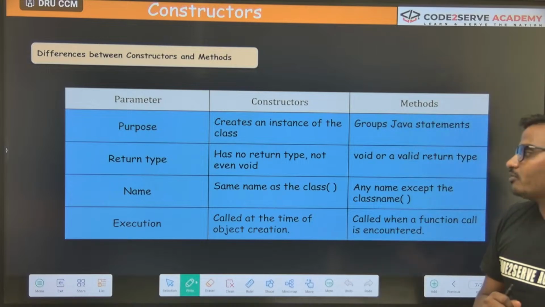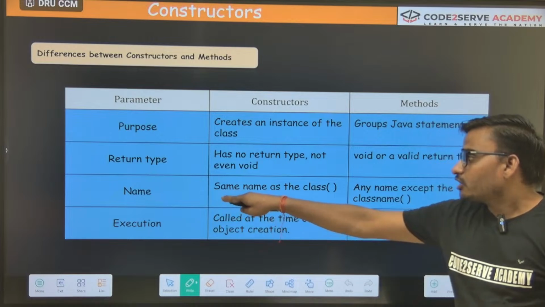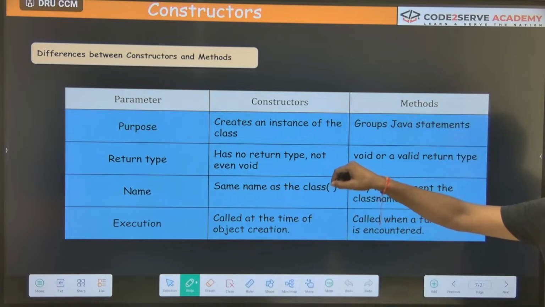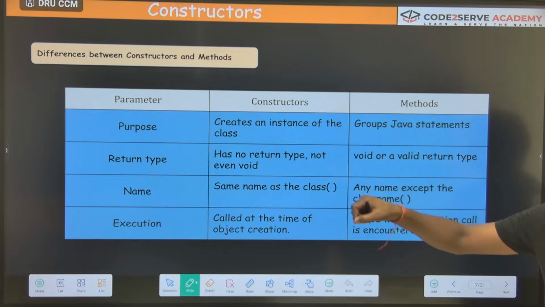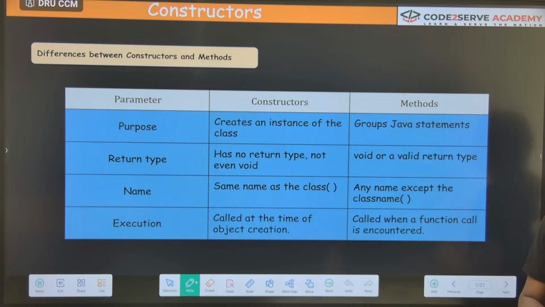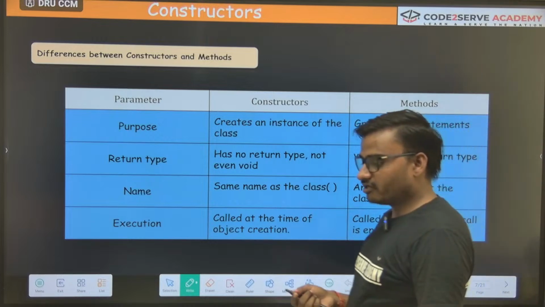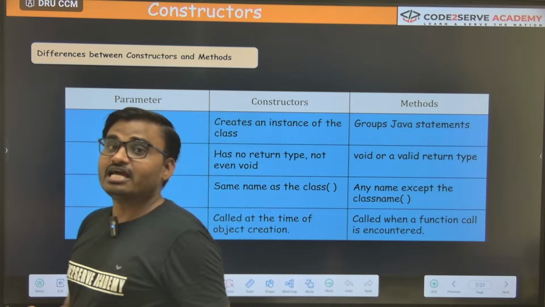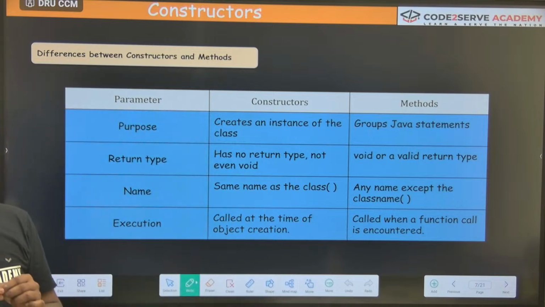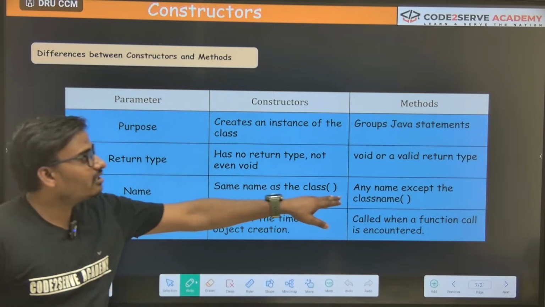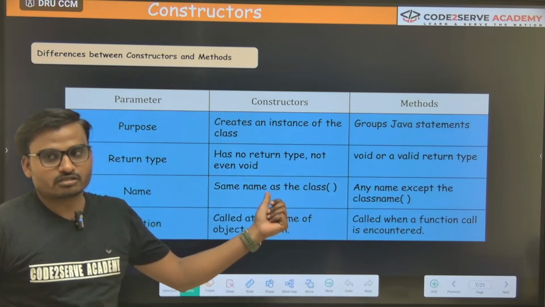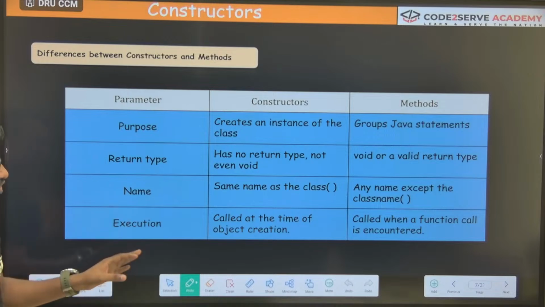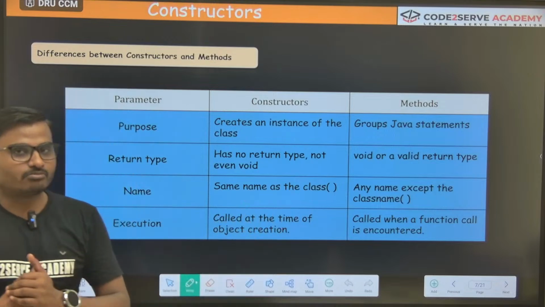Okay, now next, the name. What I mentioned is that the name should be similar to the class name. So the class name is X, so the name of the constructor should also be X. But in case of a method, it can be any name. Whatever you want, you can specify it, but it should not be the same as the class name. Keep in mind, if you make it the same as the class name, that will become a constructor.